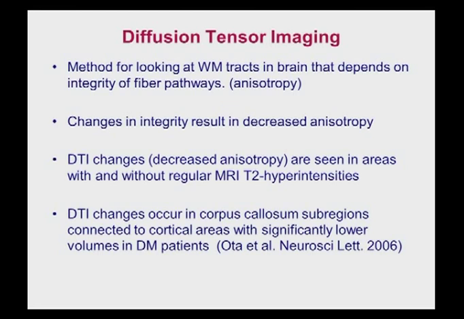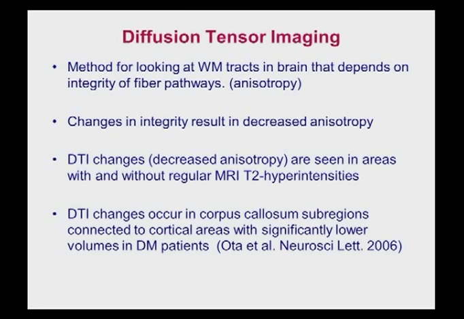So what's been seen in a number of studies of patients with myotonic dystrophy is that if you do this DTI imaging, you see that there are abnormalities in the white matter that don't necessarily correlate with the T2 hyperintensities that you see using classical MRI. So there's something different that's not necessarily related to these things that we identified focally using classical MRI. And one of the places that seems to be a bit of a hot spot is in the corpus callosum, particularly the posterior corpus callosum.